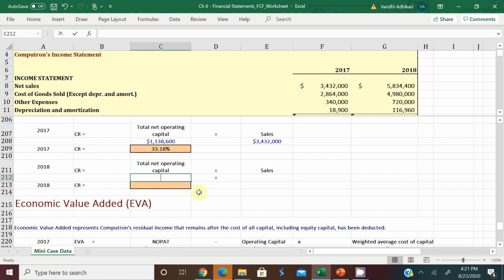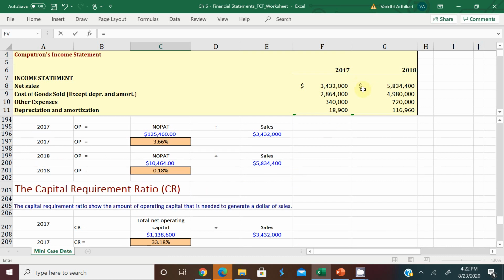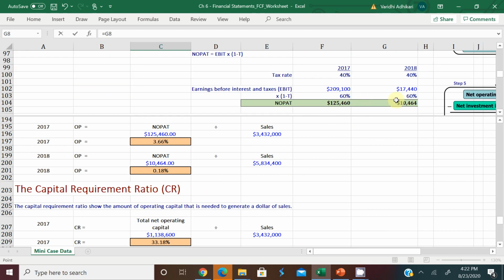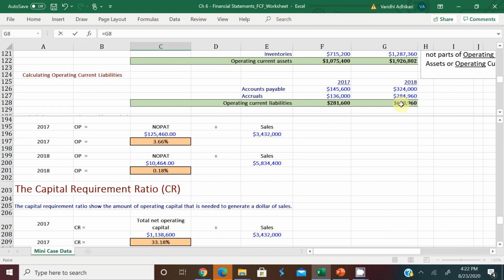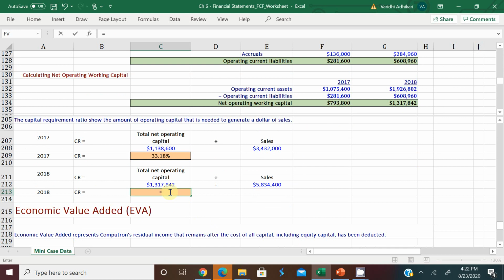But in 2018, it was net operating working capital. Okay, so sales was that much. All right, net operating working capital was that much. So the ratio between these two is 22.59%.